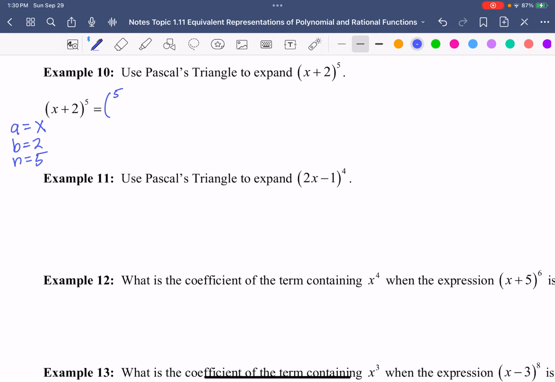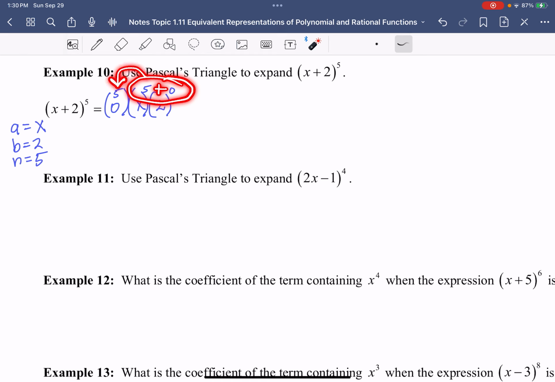So the degree here is 5, and you always start counting at 0. Remember, you always multiply by x, and you always multiply by b. Now, remember that these two always have to be the same, so I know this one has to be 0. And I know that we always start this one with 5. If you forget that, another trick is that these two always add up to the degree. So 5 plus 0 is 5.